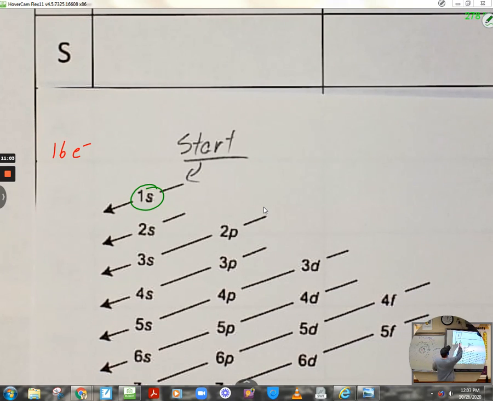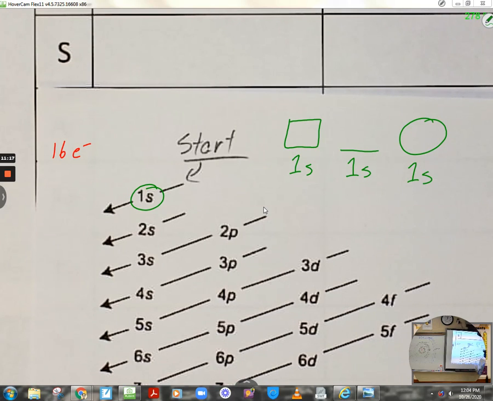Okay, so I'm going to draw myself an orbital, and you can draw an orbital either as a box and label it 1s, or a blank and label it 1s, or a circle and label it 1s. It is largely up to you and your personal preference which one you use. Well, on what we're going to show you.